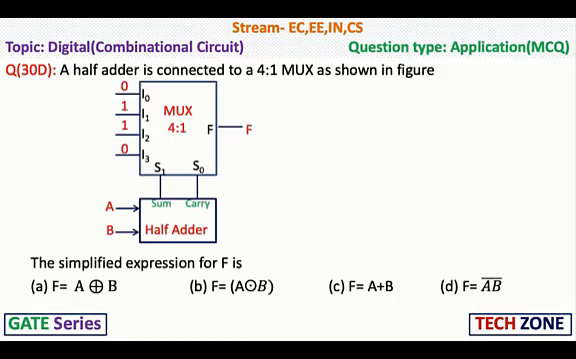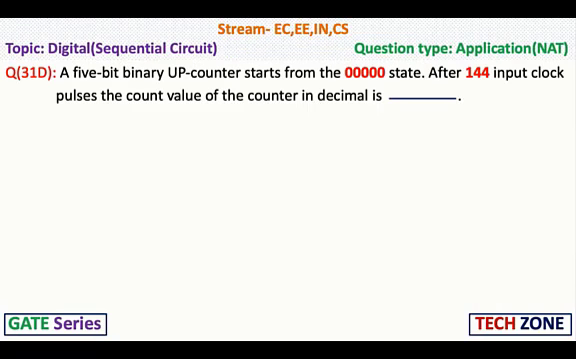Next, a half adder is connected to a 4:1 mux as shown in figure. So this is our mux and this is the half adder connected as shown in this block. The simplified expression for f is: option A, f equals A XOR B; option B, f equals A XOR B; option C, f equals A plus B; option D, f equals A into B whole bar. And now we are going to start with the sequential circuit.